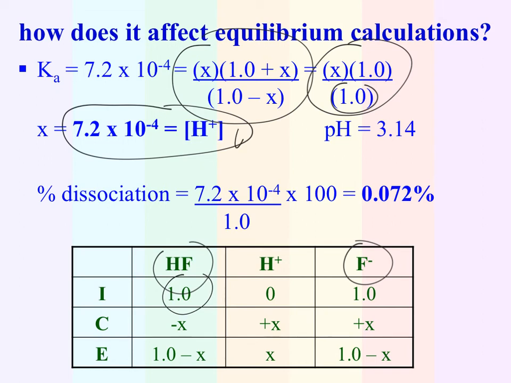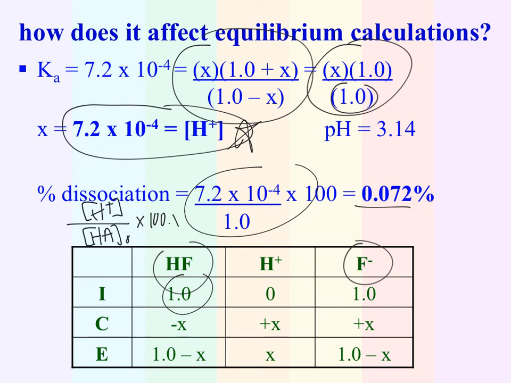Now they've asked us to solve for H plus, and they've also asked us to solve for our percent dissociation. Remember, our percent dissociation is our H plus concentration divided by the initial concentration of our HA times 100. So I've plugged those in here and got 0.072% dissociation. And the pH of this solution, if I just take the negative log of my H plus, is 3.14. So basically, with the common ion F minus coming from the sodium fluoride in the same solution container, we end up with a very small percentage of H plus ionization.